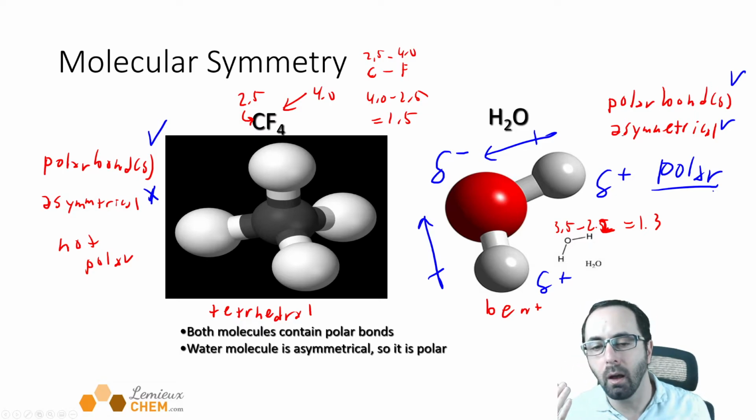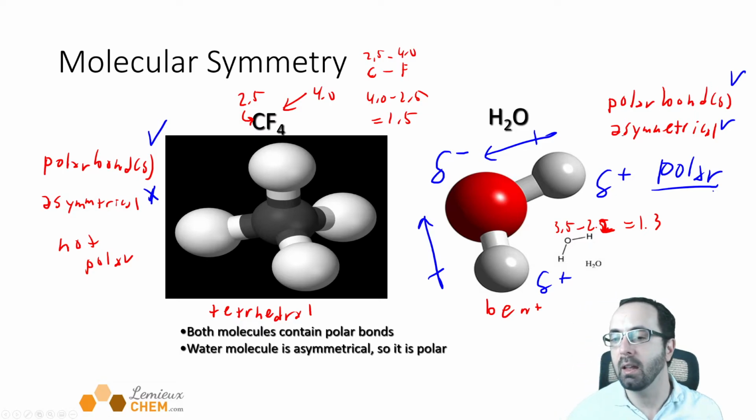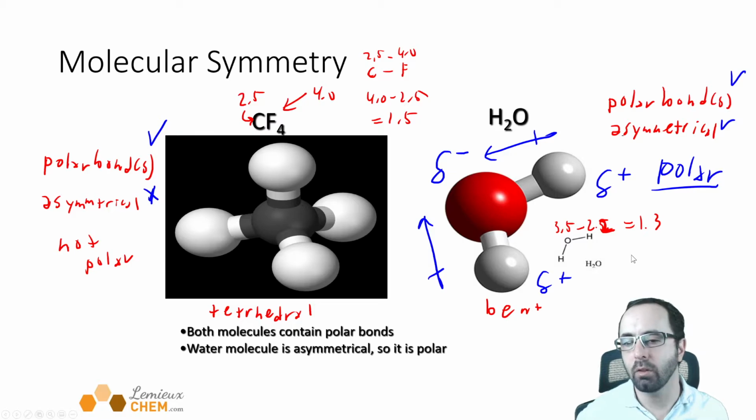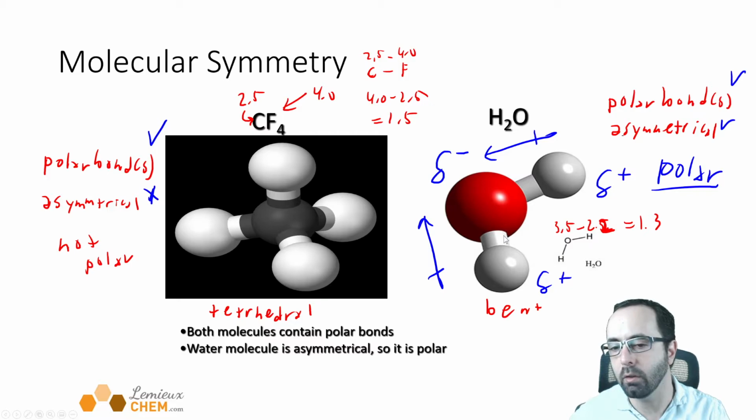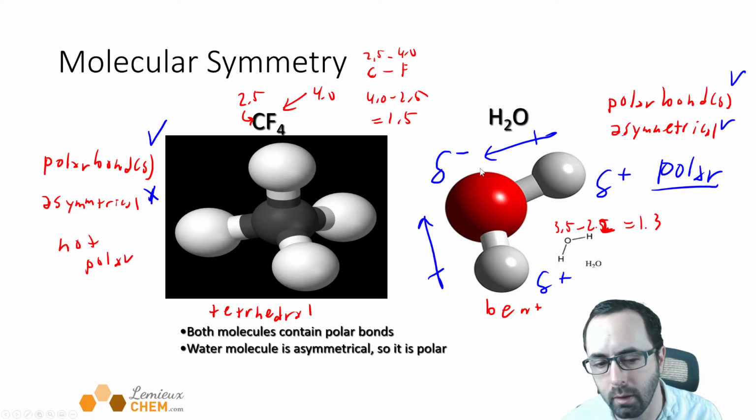And it's because it meets both conditions. It has at least one polar bond. Both of these bonds are polar here. And it is asymmetrical. Notice the difference between a molecule that's symmetrical, evenly spaced bonding all the way around, all the same atom, and a molecule that's asymmetrical. Notice the difference. This side is different from the other side. That is an asymmetrical molecule.